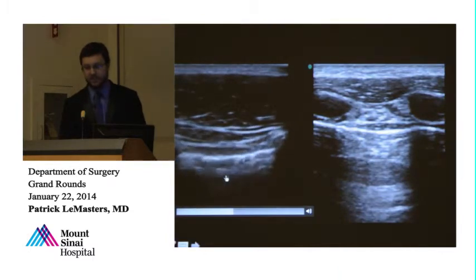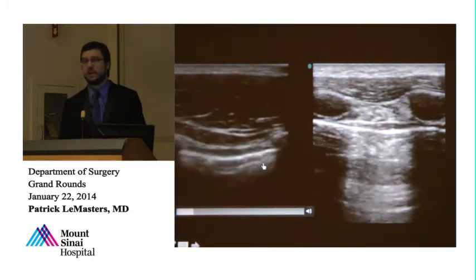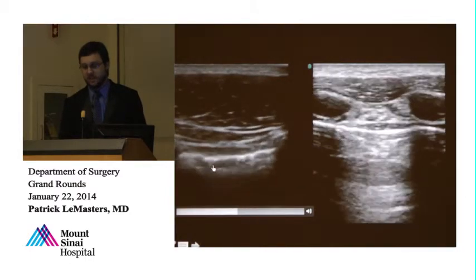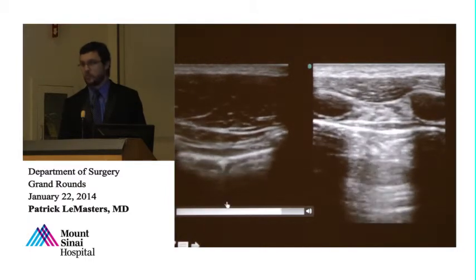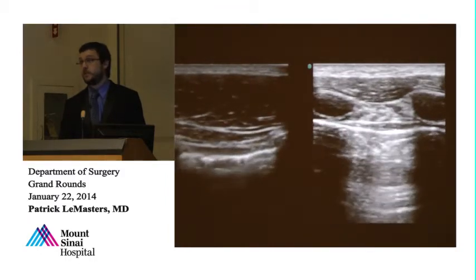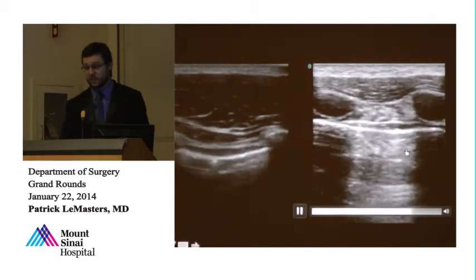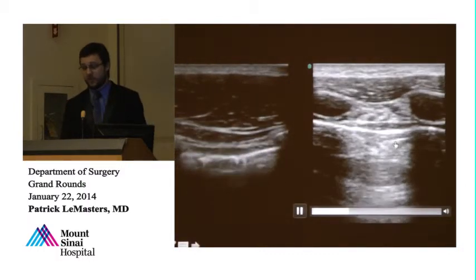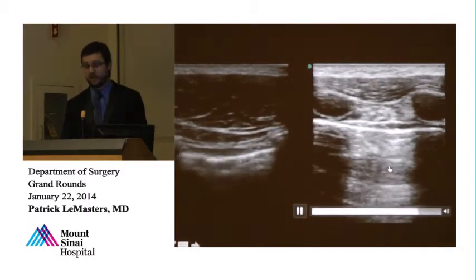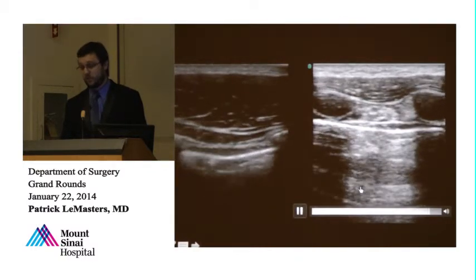So here you can see this image on the left is looking at a lung, and you see what's called lung sliding. This, along with comet tail artifact, basically almost has a 100% negative predictive value that this patient doesn't have a pneumothorax, if you see these two findings. Here, this image on the right, we see absence of lung sliding and no comet tail artifacts. So this is essentially how you perform an ultrasound looking for pneumothorax.